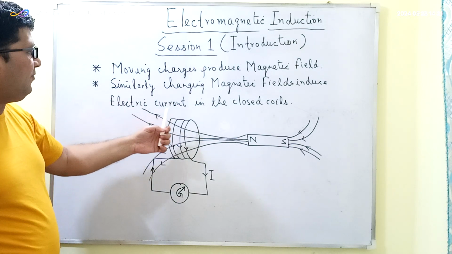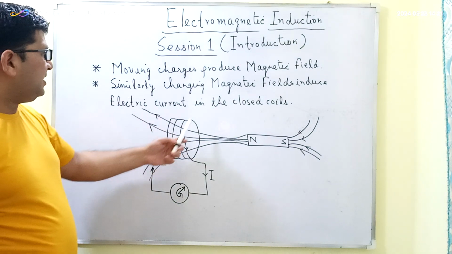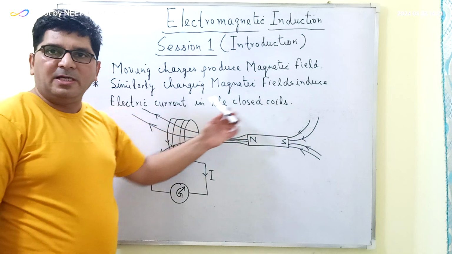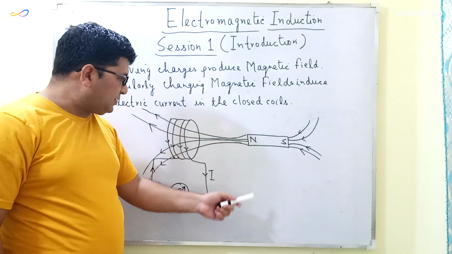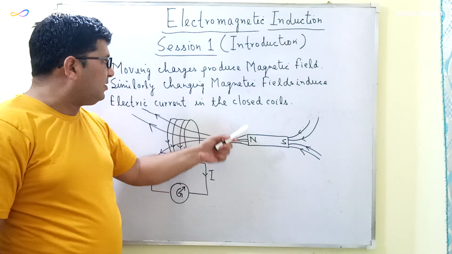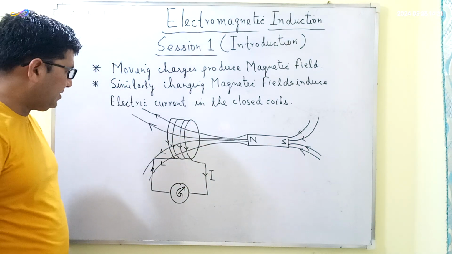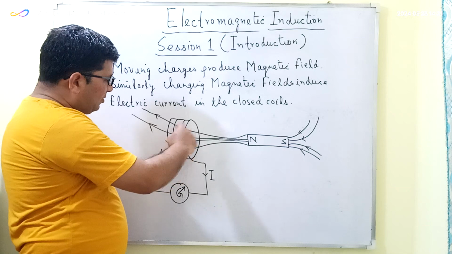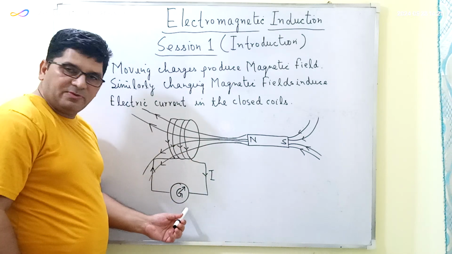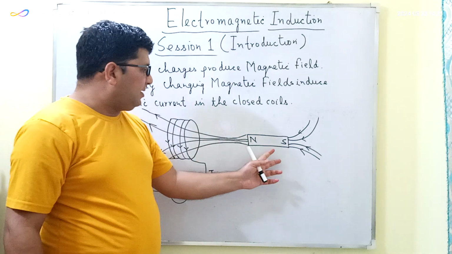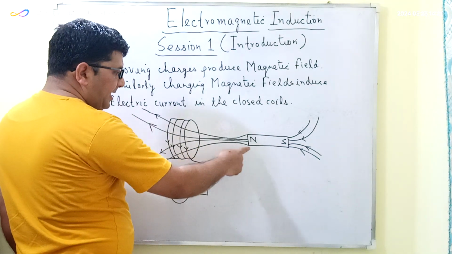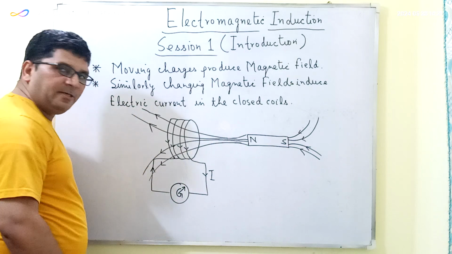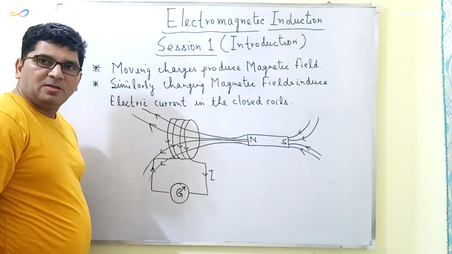Similarly, Henry and Faraday found that a changing magnetic field induces an electric current in a closed coil, and this is one of the experiments they did to come to this conclusion. They connected a closed coil to a galvanometer, brought a bar magnet near this coil, and started moving the bar magnet through the closed coil.